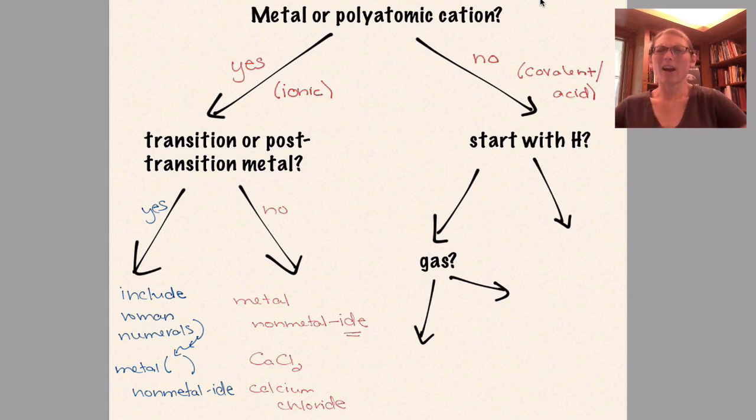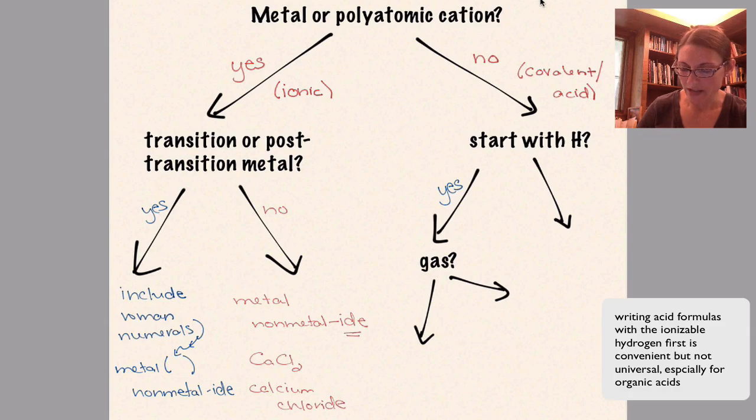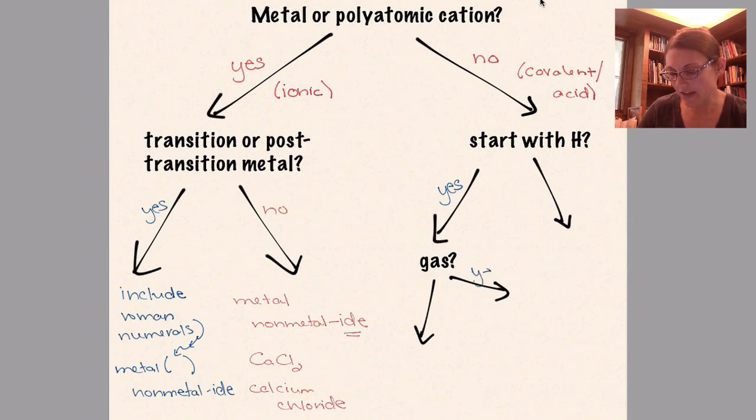And so how do you decide if you have an acid? Well, does it start with a hydrogen? If the answer is yes, you have an acid. But acids are really only acids when they're in aqueous solution. So if it's a gas, then it's not going to act as an acid, and you're going to name it just as a covalent compound because that's what it is. It will be named the same as if it didn't have a hydrogen.